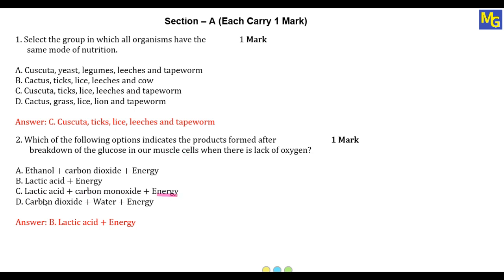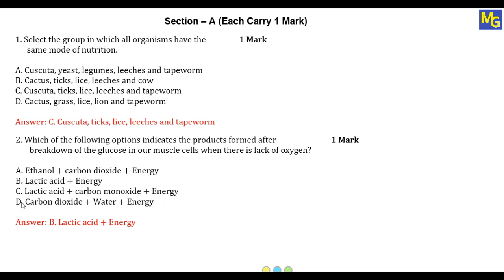Actually the answer is lactic acid and energy, which is in option B. Carbon monoxide is a poisonous gas which is formed during combustion, so this will not be the correct answer. Option D is carbon dioxide, water and energy. These are the products formed in the cell, especially in the mitochondria, so this will not be the answer.